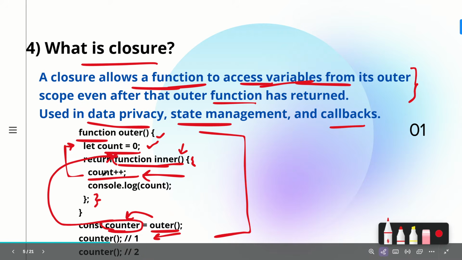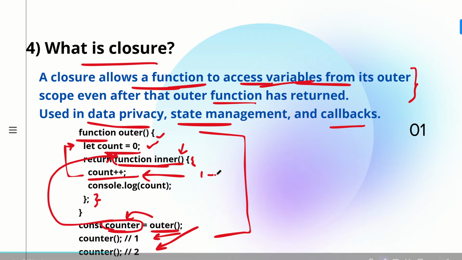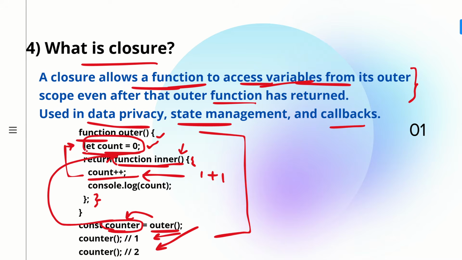So whenever you write count plus plus, 0 plus plus, 0 plus 1 becomes 1, so 1 is printed. And then we have again called counter, then again it will be 1 plus 1. What will it become? 1 plus 1 will become 2. So you have got the value 2. So whatever the variable in the outer function is, that is stored somewhere. All the changes are stored, and then the inner function is able to access the outer variable from the outer scope. This is what is called a closure.